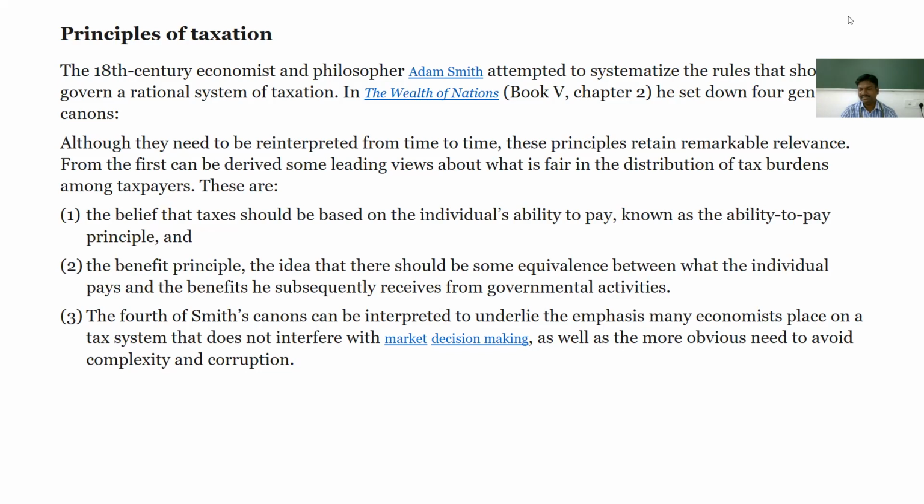Anyone is paying taxes? No, sir. No, everyone is paying taxes. But indirect taxes, yes. Yes, indirect tax.